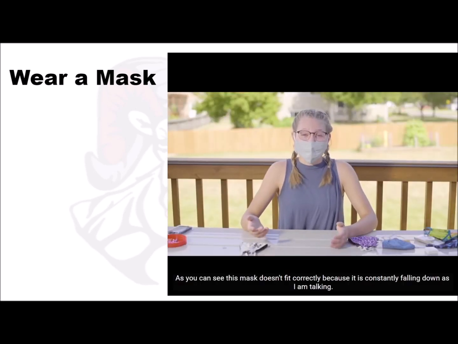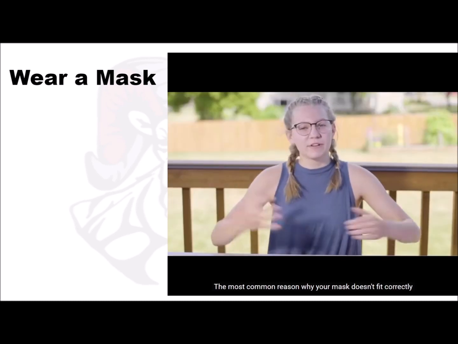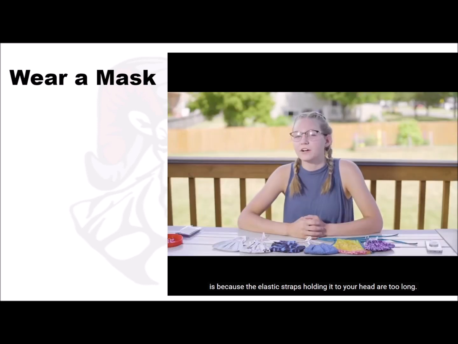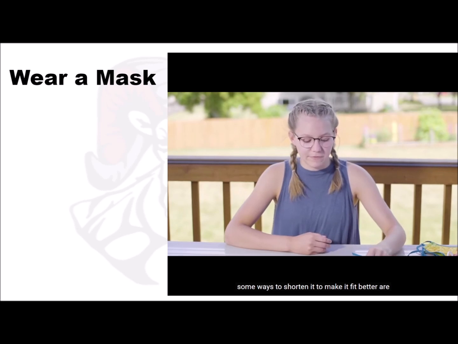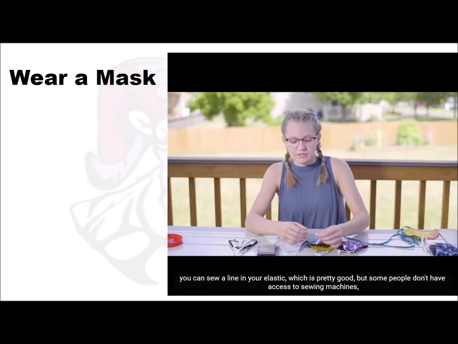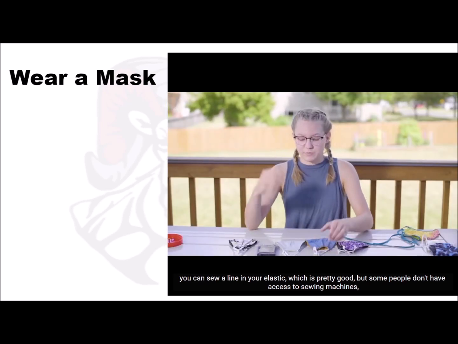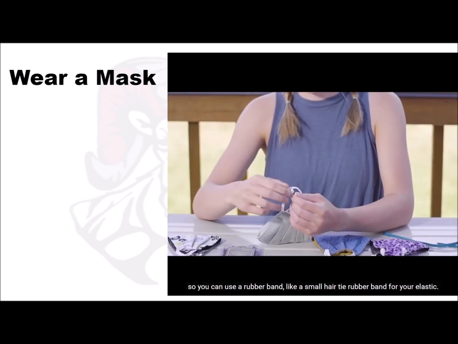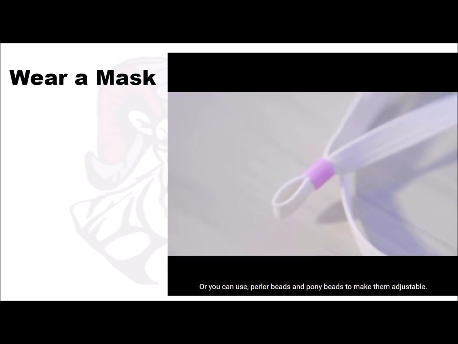As you can see, this mask doesn't fit correctly because it's constantly falling down as I'm talking. The most common reason why your mask doesn't fit correctly is because the elastic straps holding it to your head are too long. If your elastic gets to be too long, some ways to shorten it to make it fit better are to tie a knot in the elastic, but this can be a little bit tricky. You can sew a line in your elastic, which is pretty good, but some people don't have access to sewing machines. So you can use a rubber band, like a small hair tie rubber band for your elastic, or you can use perler beads and pony beads to make them adjustable.